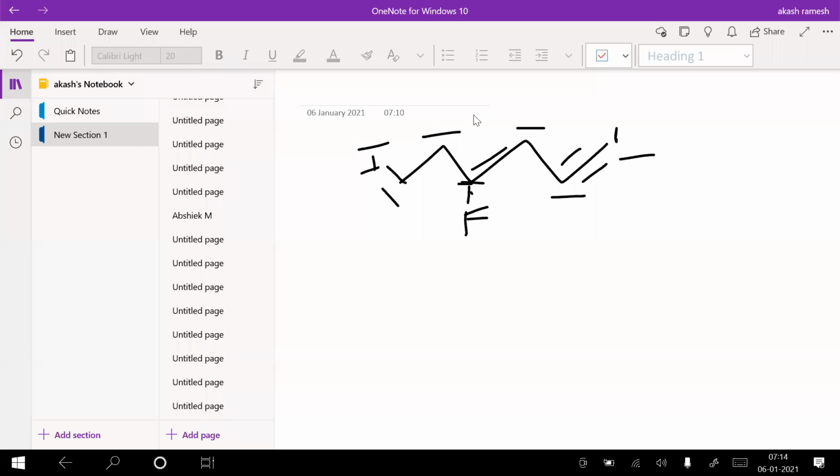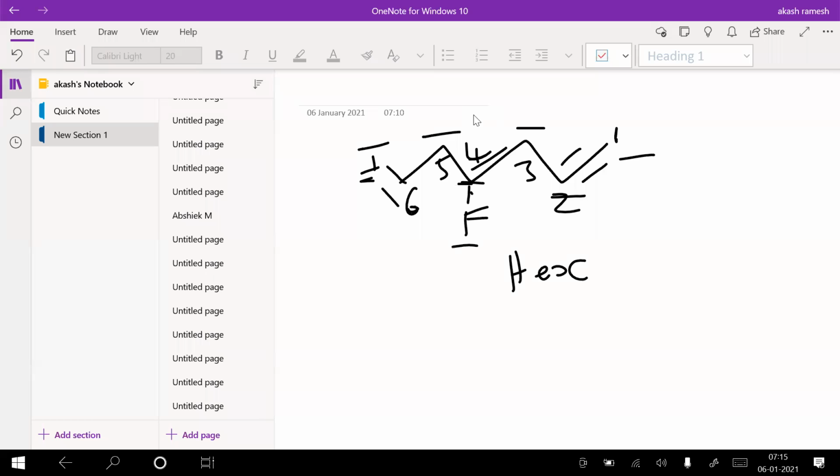1, 2, 3, 4, 5, 6. So only 6 carbon atoms are there. I think someone said 7. It's only 6 carbon atoms. Iodine is attached to the 6th carbon atom only. Now I can get the root word out. It's hex. And let me go for the branches.